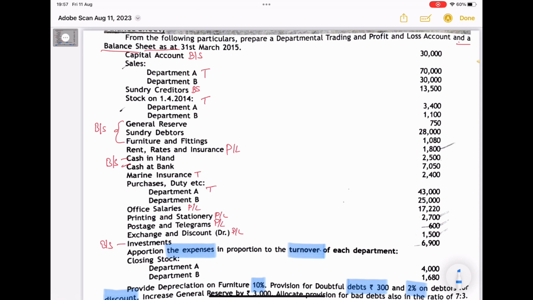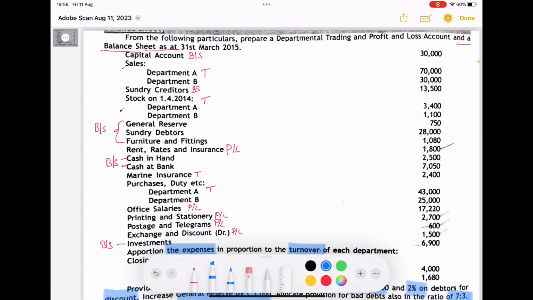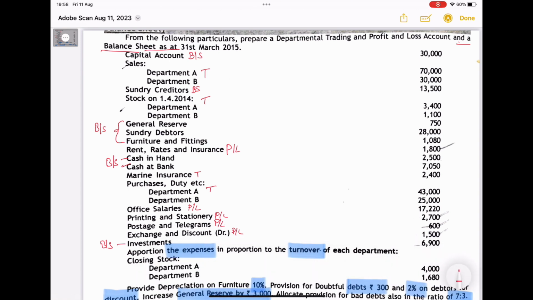Next, increase general reserve by 3,000. General reserve is related to balance sheet. Allocate provision for bad debts also in the ratio of 7:3. Here they have mentioned provision for doubtful debts, so we are going to apportion this expenditure in the ratio of 7:3. Now let's calculate the turnover ratio. Turnover ratio means sales ratio.